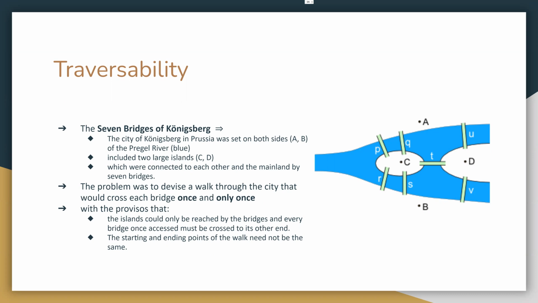And the traversability issue is, can you actually walk across every single bridge once and only once, walking through all of them, but you can't go backwards, right? So let's say you walk from A to C on this bridge, and then once you're on C, you have to walk over another bridge to reach another part of the town. So the problem is, could you walk all the bridges without walking on any one of them twice? Right? Do you think you can do that here?